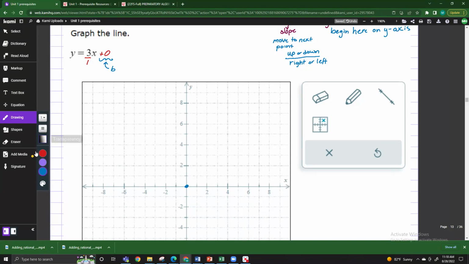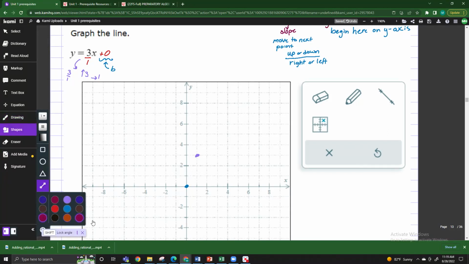And then I am going to be moving, use this color, move. My m is 3 over 1. So I'm going to go up 3 and then over 1. So I'm going up 3, 1, 2, 3, over 1, put my dot there. Those are my 2 points on my line, and then I am going to connect them.